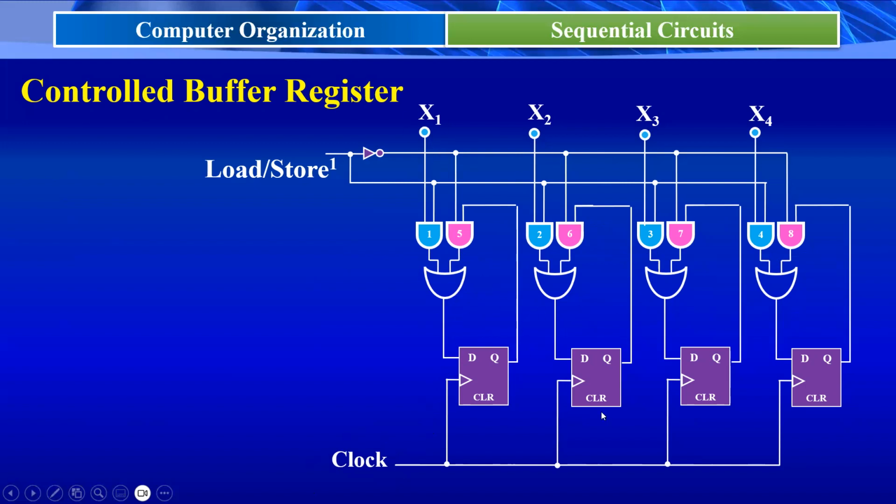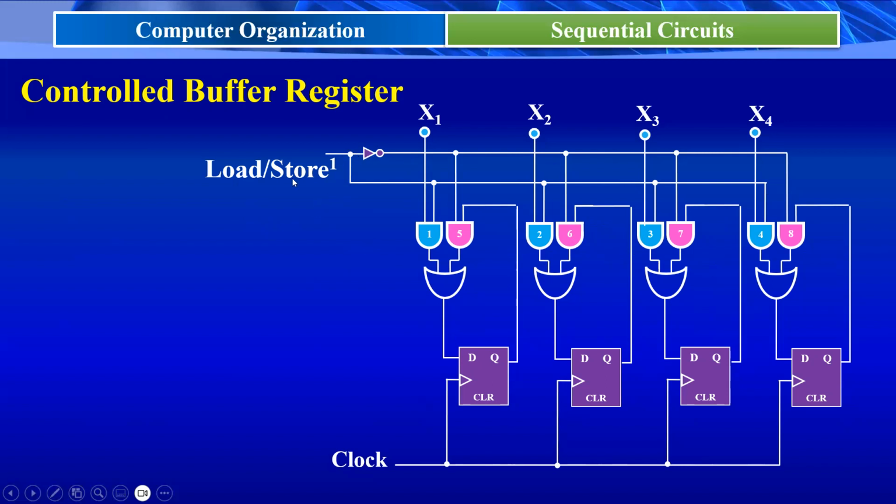Like this, the data was loaded into this register once this control input load/store bar is equal to 1. If you take the reverse case, that is load/store bar equal to 0, then this value is 0, so one of the inputs of this AND gate 1, 2, 3, 4 is equal to 0, so that the output of gate 1, 2, 3, 4 is equal to 0.